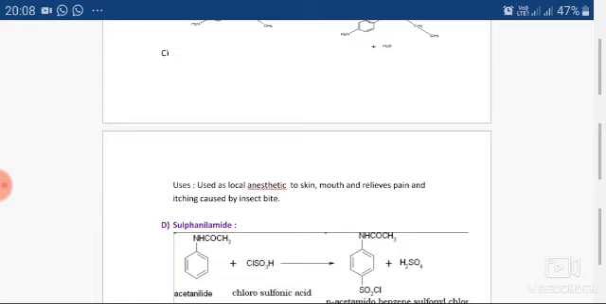Then we will see now uses of benzocaine. This benzocaine is used as local anesthetic to the skin, mouth and relieves pain. It also relieves from the itching caused by the insect bites. It means benzocaine is used as local anesthetic.